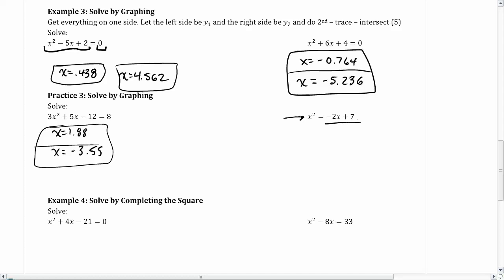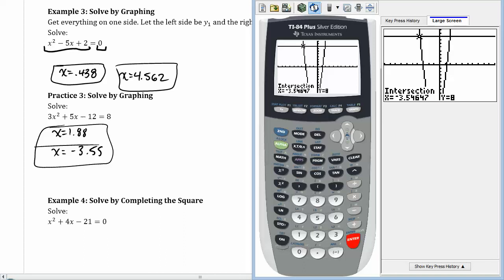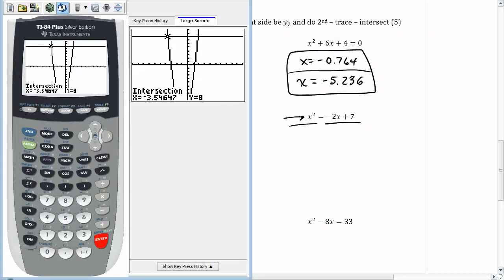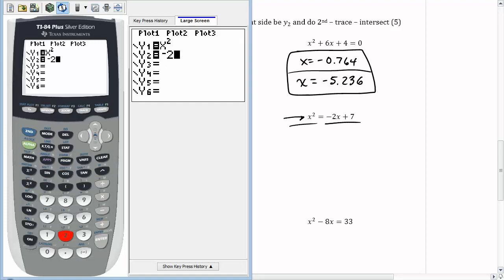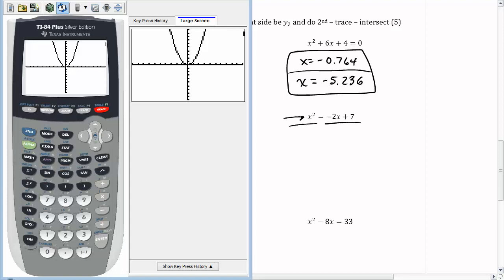Okay, so your last one, it's going to be a little different. This line right here is a slanted line, so not a horizontal one anymore. And this one right here is a parabola, so we're going to have to see where those two cross each other. Now, looking at that, we're going to have y equals x squared, and this one is going to be negative 2x plus 7.